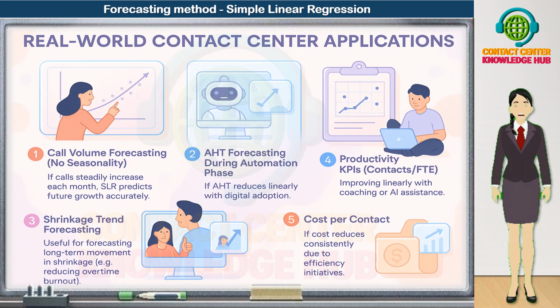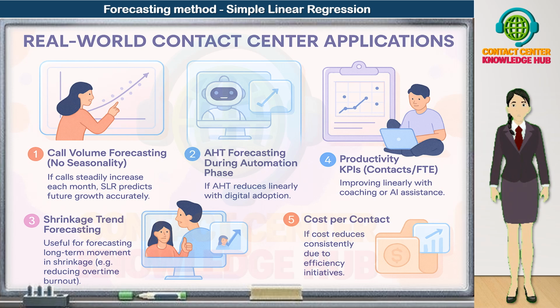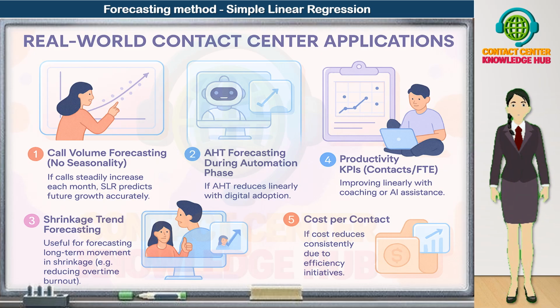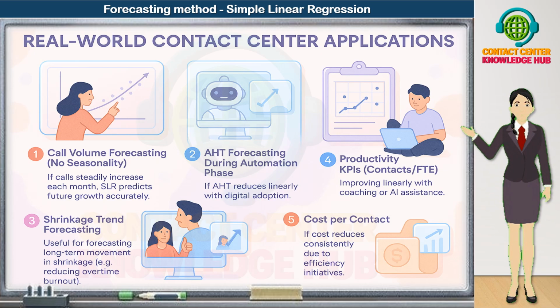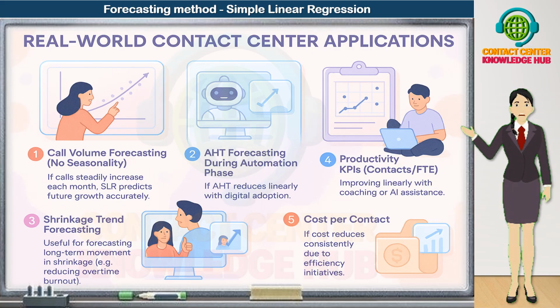Let's look at how simple linear regression is used in real-world contact center operations. Application 1. Call volume forecasting when there is no seasonality. If call volume shows a steady month-over-month increase, simple linear regression can accurately project future growth based on that trend. Application 2. AHT forecasting during automation or digital adoption. As automation improves, average handle time often drops in a smooth, linear pattern. SLR helps you quantify how fast AHT is decreasing and predict future levels.